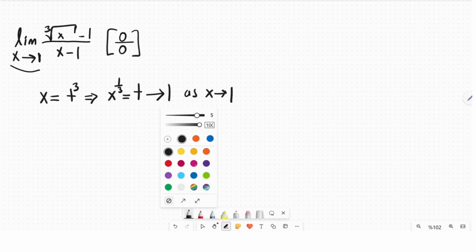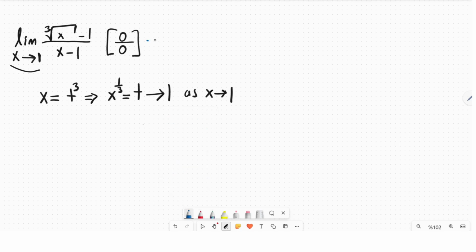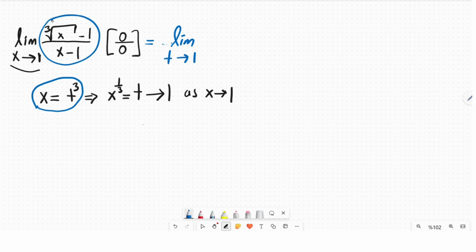Now, let me use blue color. In that case, we can transform our limit problem into another limit problem in terms of t. As t goes to 1, we can write here, when we substitute x is equal to t cubed into our expression, we get t minus 1 over x minus 1, which is t cubed minus 1. As you see, again we have 0 over 0 indeterminate form.